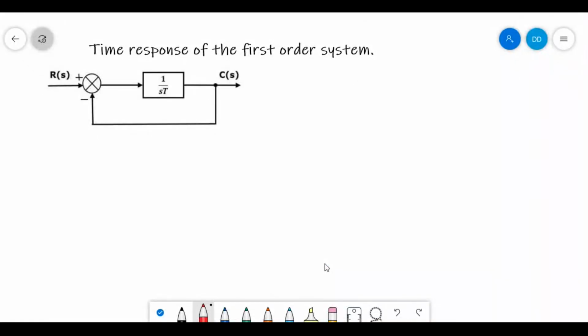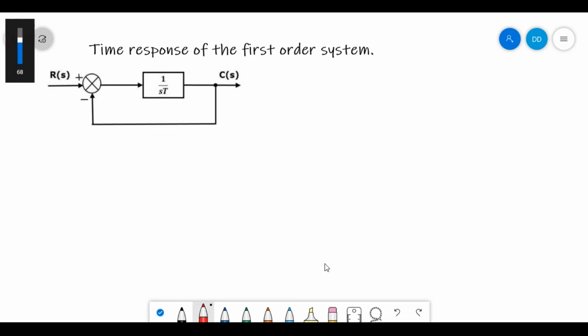In today's video, we will discuss time response of a first order system. So we have a closed loop control system, a unity feedback system with forward path gain 1 by St. So we will look into how we can obtain the time response of the system. So this is in Laplace domain. We need to convert into time domain. So we'll see what is C of S. Then we'll look into what is C of t.